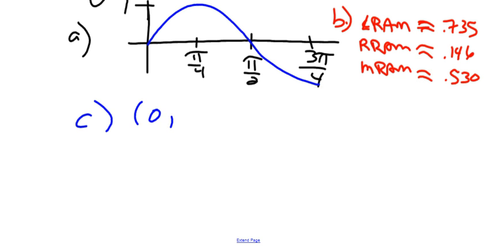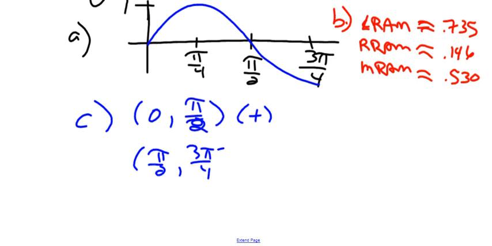We see from 0 to pi over 2 we are positive values, and from pi over 2 to 3 pi over 4 were negative values. Notice I did not include the 0 in my subinterval in the first one because it's neither positive nor negative. So we're going to go ahead and do some more.